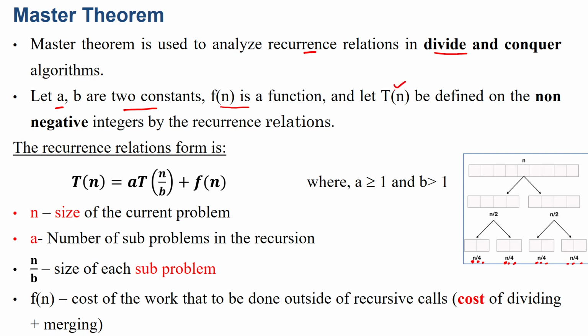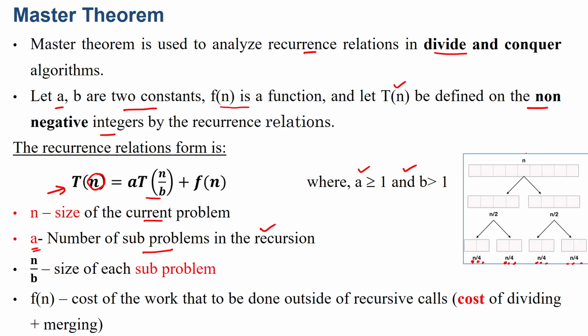Then we can define the time complexity of the given problem, with respect to the input size n, on non-negative integers as T of n equals a times T of n by b plus f of n. Here a and b are always greater than or equal to 1, that is, positive integers. Here n is the problem size, which is the current problem, and a is the number of subproblems in the recursion.